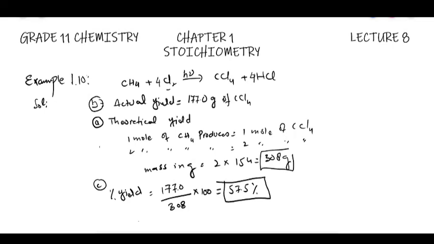So today we have discussed what actual yield, theoretical yield, and percentage yield means. We have solved a couple of examples related to the topic. You can find some other examples as well in the literature and solve them yourself. If you find it difficult, you can share it with me. And with this, we come to the end of the first chapter in grade 11 chemistry book.